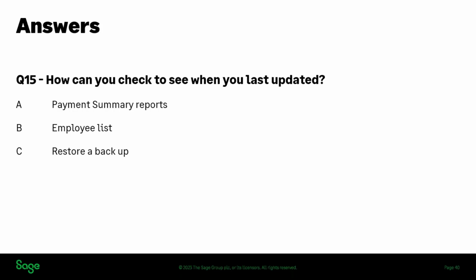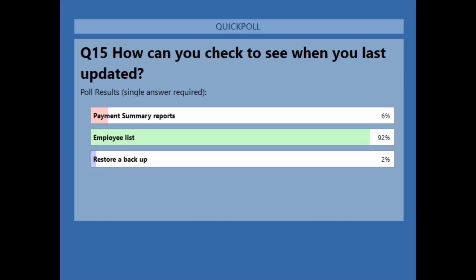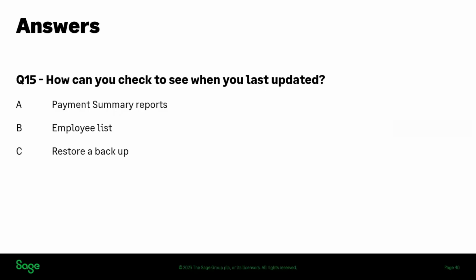So again, let us reveal the results for this one. Another big majority, with 92% saying the employee list. 6% of you went with payment summary reports and 2% with restoring a backup. So let's hide those. So Duncan, where can you check to see when you last updated? A couple of places actually, but the one correct answer in this list is employee list. Payment summary reports are pre-update, so they're not going to tell you when you updated. Restoring a backup is irrelevant to this. That potentially would take you back to a pre-update state anyway.